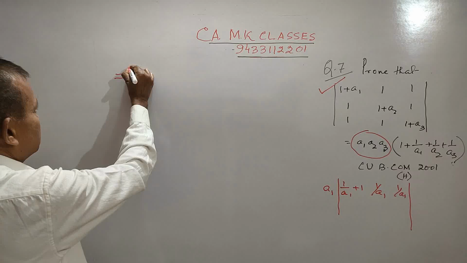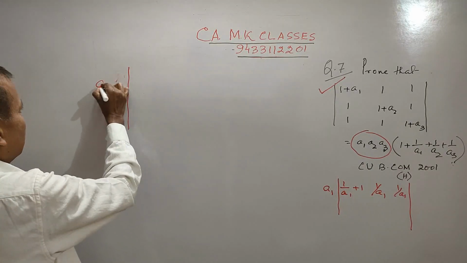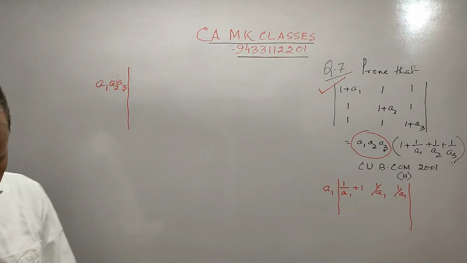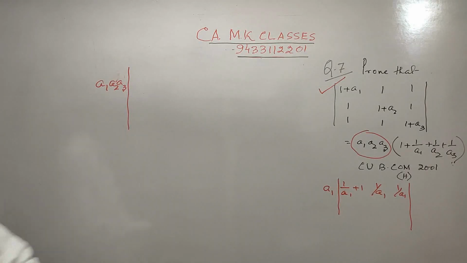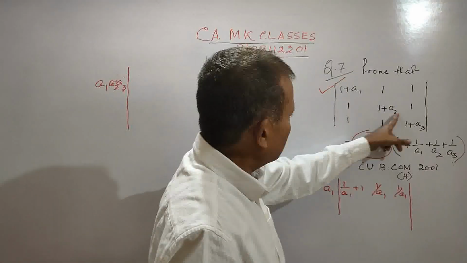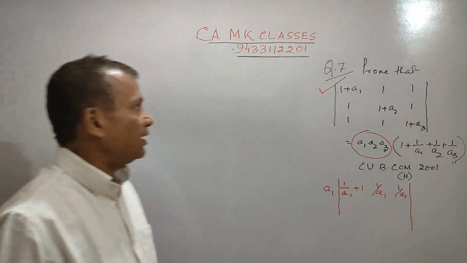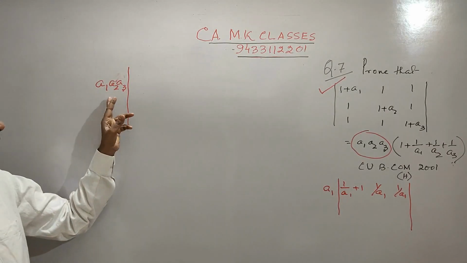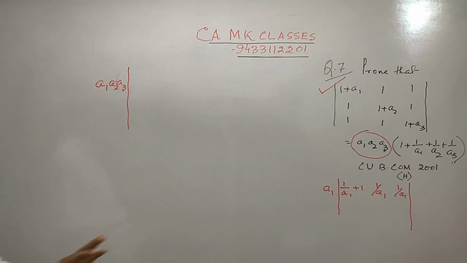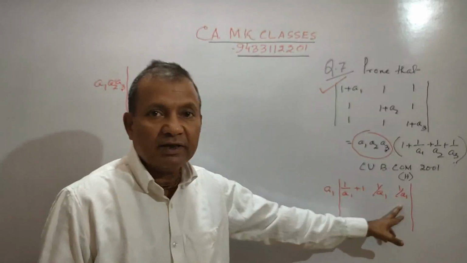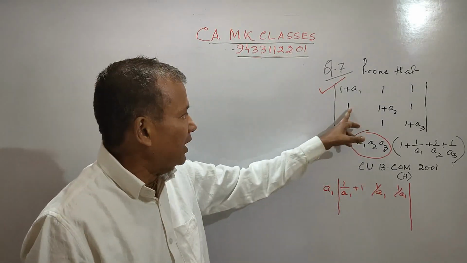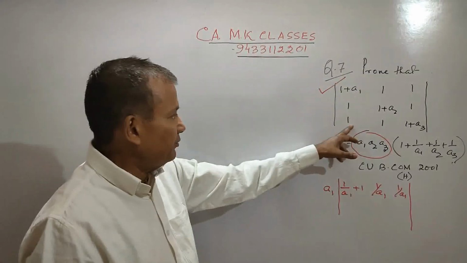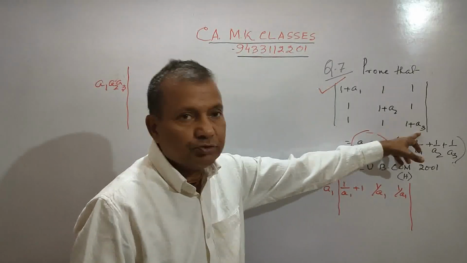Let us start with the solution. That is, we are taking A1, A2, A3 as common. A1 from the first row, A2 from the second row, A3 from the third row. So I have shown you A1, this will be the answer. Then again I will take A2, 1 by A2, 1 by A2, this is 1, this is 1 by A2. A3, 1 by A3, 1 by A3, 1 by A3, this is 1.